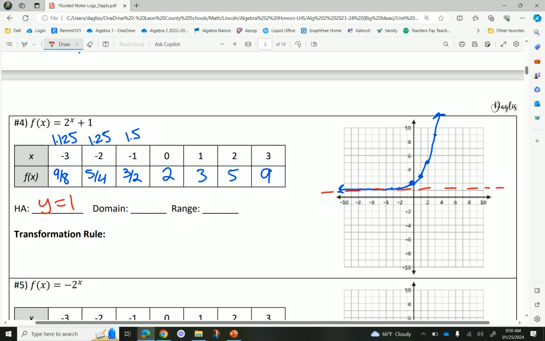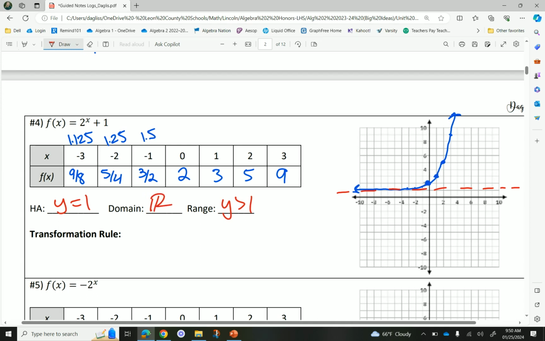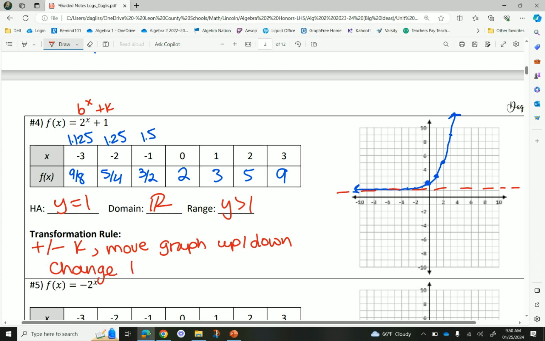Horizontal asymptote is now y equals 1. We're still above it, so we're greater than 1. Domains will always be all real. Okay. So we added a k value to the end of this. This was a base to an exponent plus a k value. So when you add or subtract k, you are going to move the graph either up or down. This is going to change the horizontal asymptote. It's going to affect your range, and it affects your y-intercept. Yes? Okay.